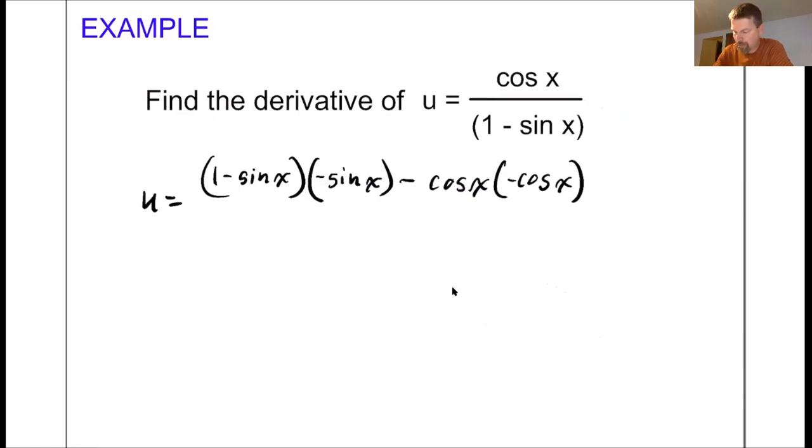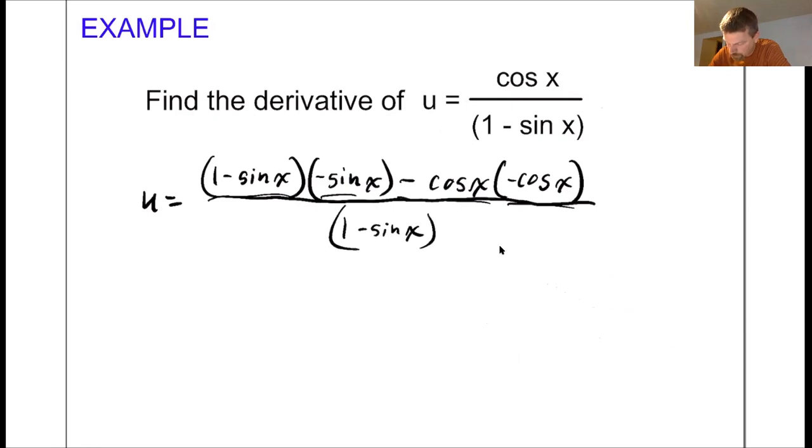So what do we have here? We got high here. We have low d high minus high d low, and it's all over low squared. So the low is 1 minus sine of x, and I have got to square that. All right. Typically, if you have something like this, you could leave it, but if it was multiple choice, the multiple choice answers would be simplified out. So we should see if we can simplify it. Let's give it a try.